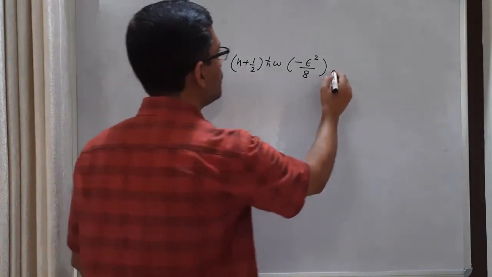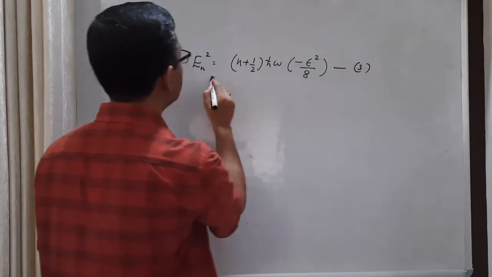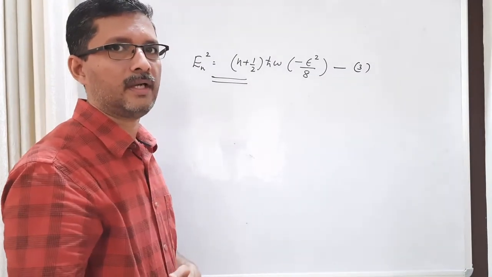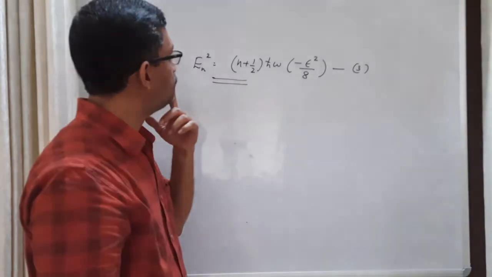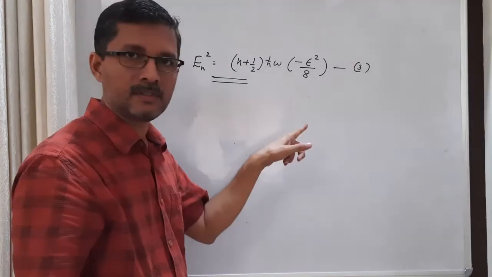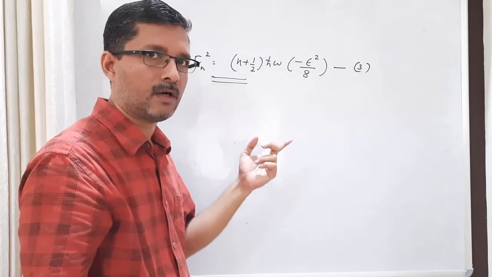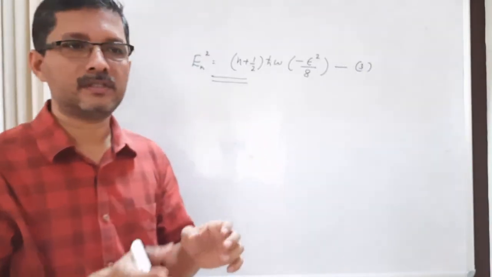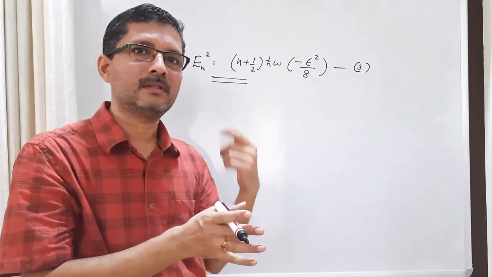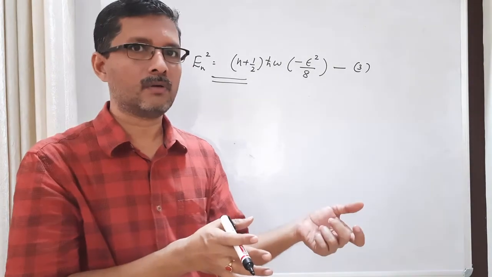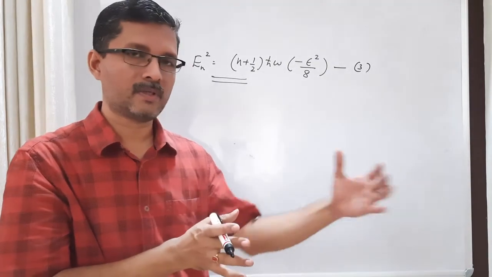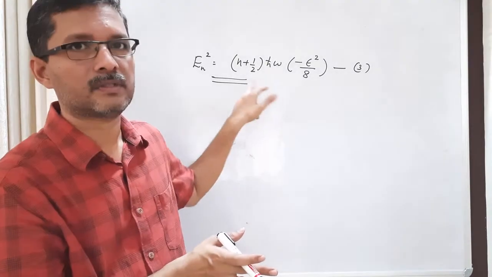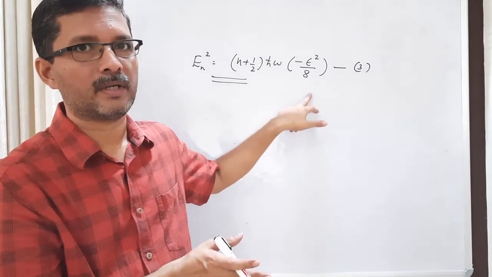Now this, let us call it equation 3. This is the second order correction in energy. Let us compare this with equation 1. Look at the exact value of energy in terms of the second power in epsilon. What is that? n plus half h cross omega into minus epsilon square by 8. This is exactly that, n plus half h cross omega into minus epsilon square by 8.